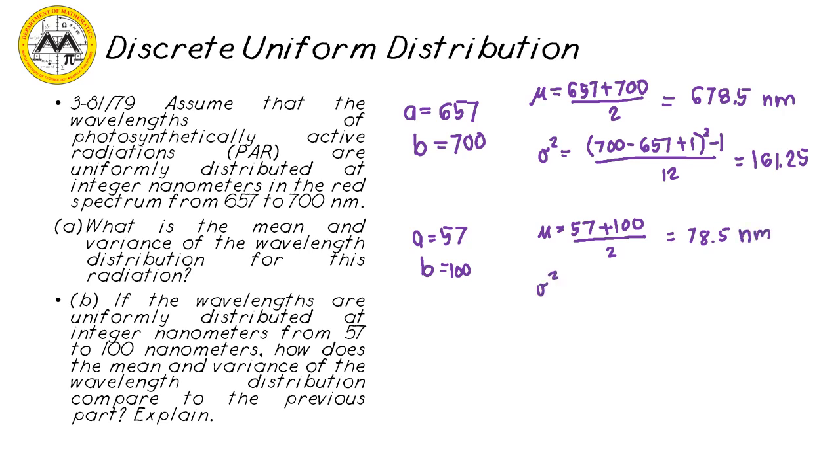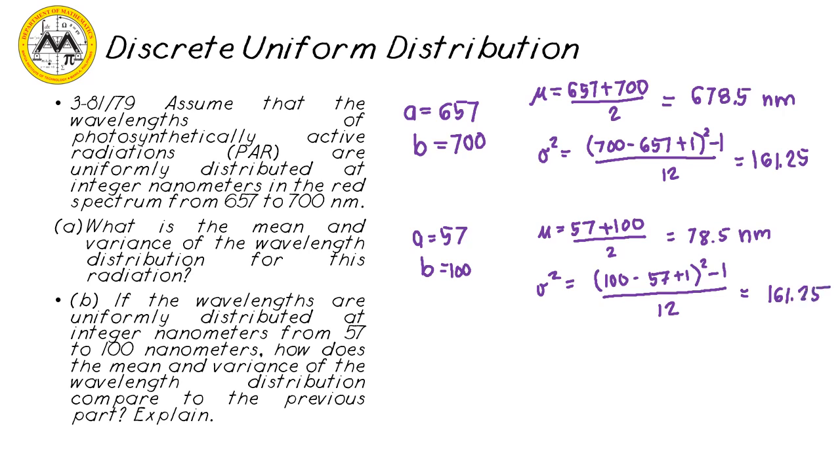While the variance is 100 minus 57 plus 1 squared minus 1 all over 12. So that is 161.25.